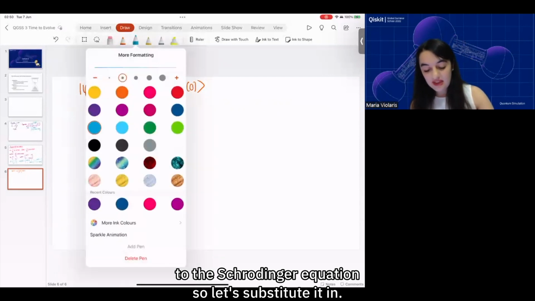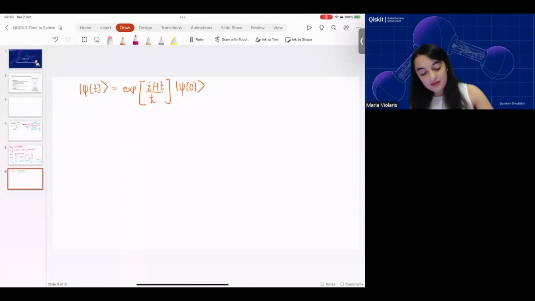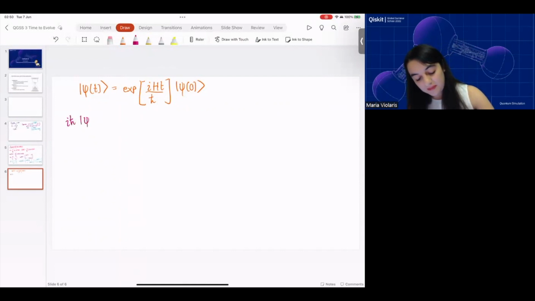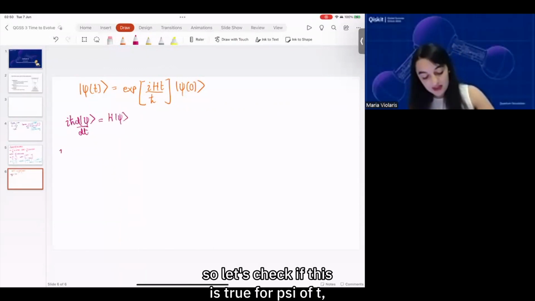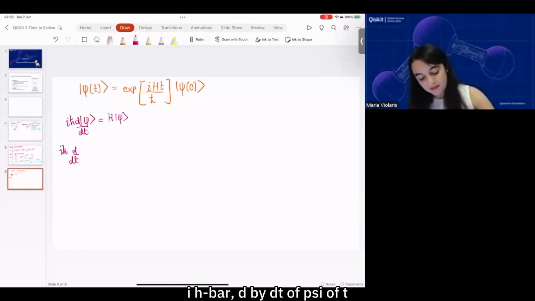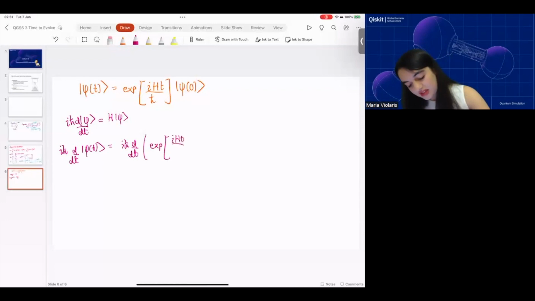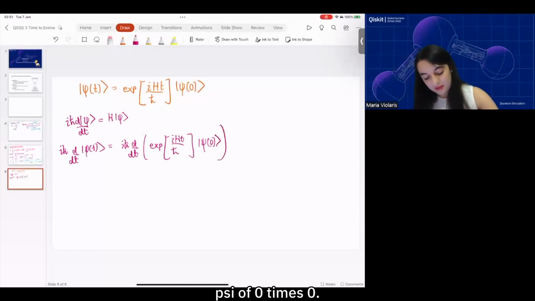So let's substitute it in. The Schrödinger equation is i h bar d psi by dt equals H psi. So let's check if this is true for psi of t. i h bar d by dt of psi of t is i h bar d by dt of the exponential of iHt over h bar, times psi of 0.